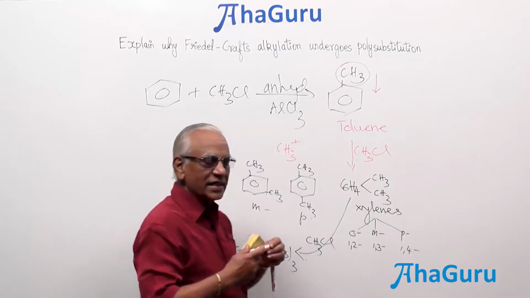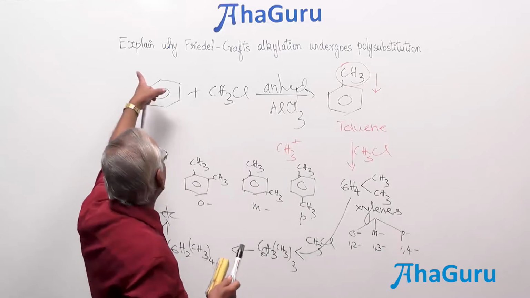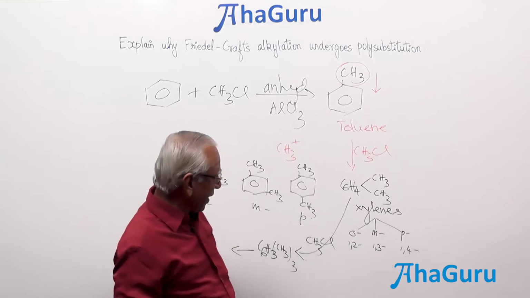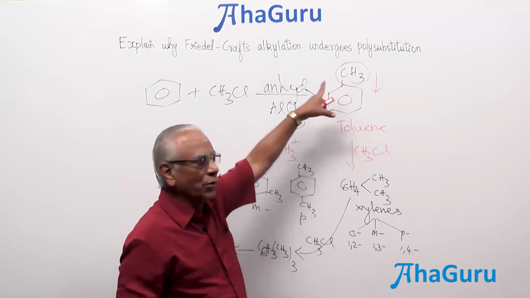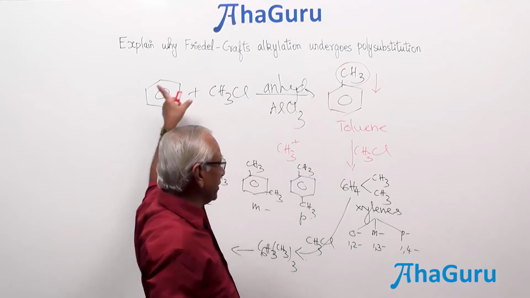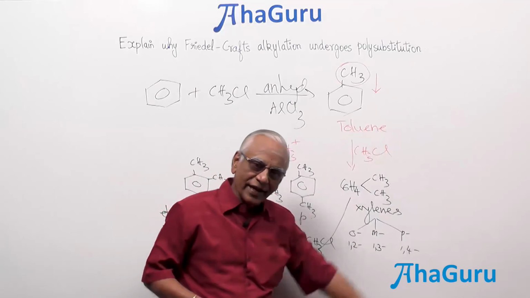So, what is the answer? One sentence answer. Explain why Friedel-Crafts alkylation reaction undergoes polysubstitution reaction. Every time the product becomes more reactive than the starting material: toluene becomes more reactive than benzene, and xylene becomes more reactive than toluene.